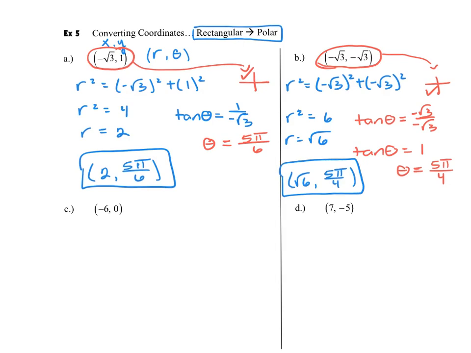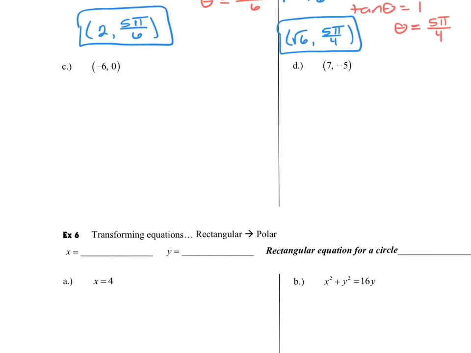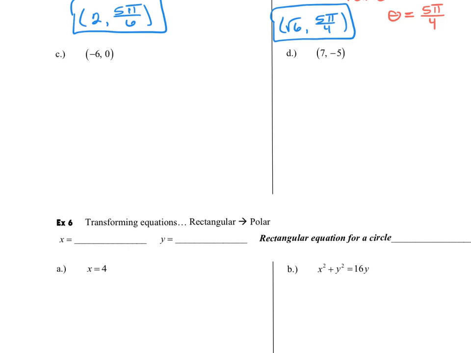So there's our next one. Then we can keep going. We're going to do another one here. I'm going to streamline things a little bit for us. So the r squared on this one, now I'm going to do a little bit more in my head. Negative 6 squared I know is 36 plus 0, so my r is just going to be 6. If I plot this point, negative 6, 0 is right there.